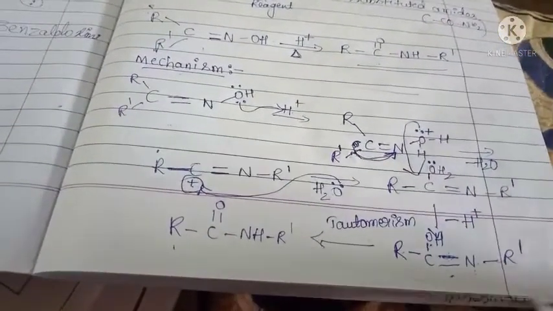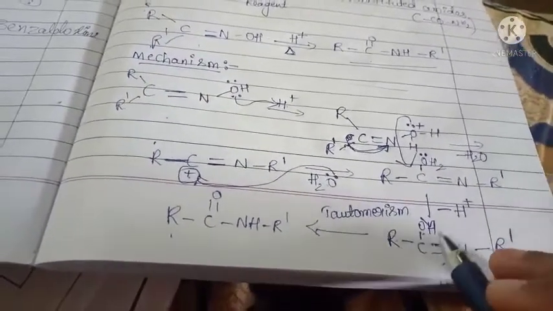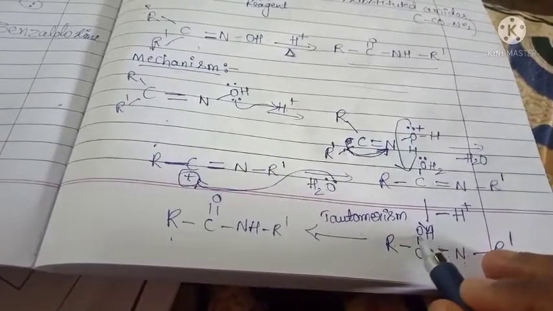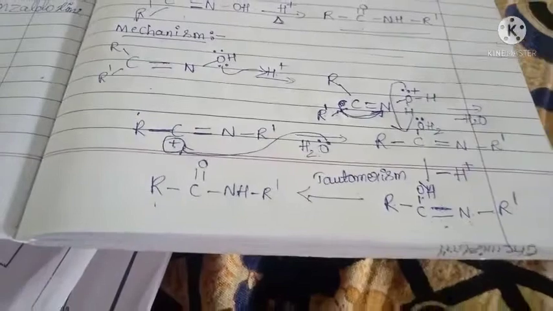This is the one method. This is called the enol form. This will change here. This double bond goes with oxygen and H is formed with nitrogen. Okay, this is all about the Beckmann rearrangement.